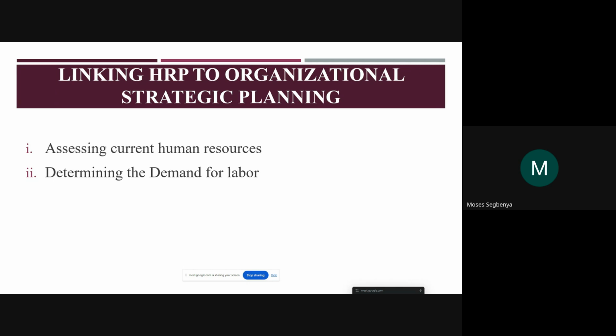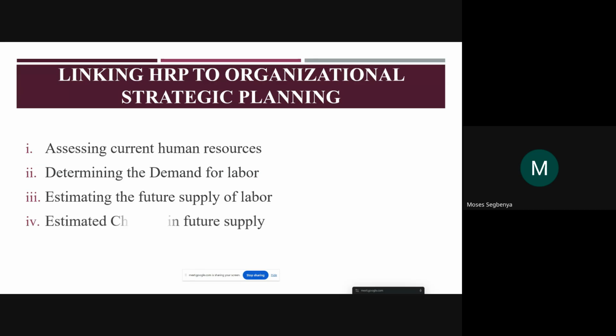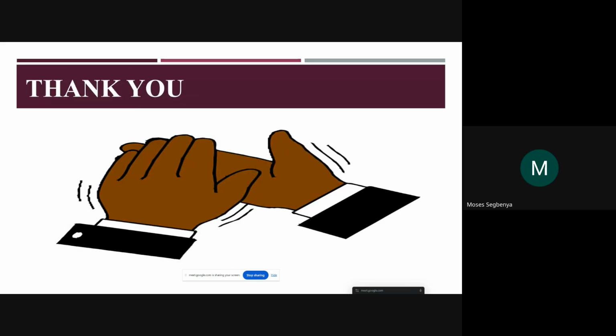How do we link HR planning to organizational strategic planning? We must assess the current human resources. Who are the people we have now? We must assess them. Then we must determine the demand for labor, as well as estimate the future supply of labor and changes in the future supply, as well as match the demand and the supply of labor. Then we say that we have done our human resource planning as required.